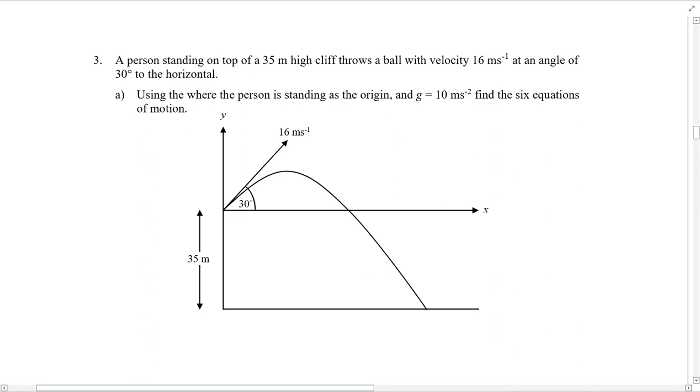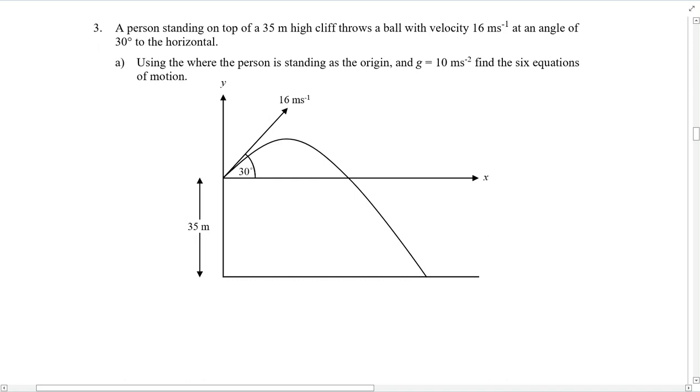This one over here, when we get to question 3, these are the whole shebang. All right, so what we have is a person standing on the top of a 35-meter cliff. They're going to throw a ball with a velocity of 16 meters per second at an angle of inclination of 30 degrees to the horizontal. Using where the person is standing as the origin, and gravity is 10 meters per second squared, find the 6 equations of motion.